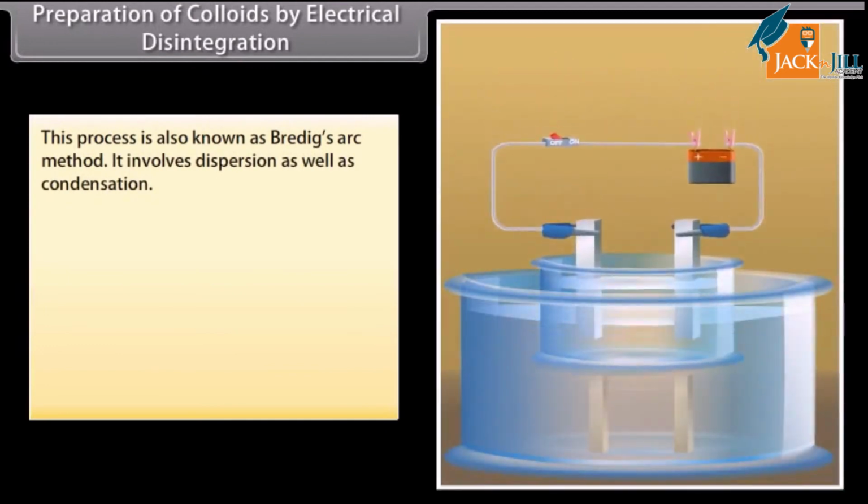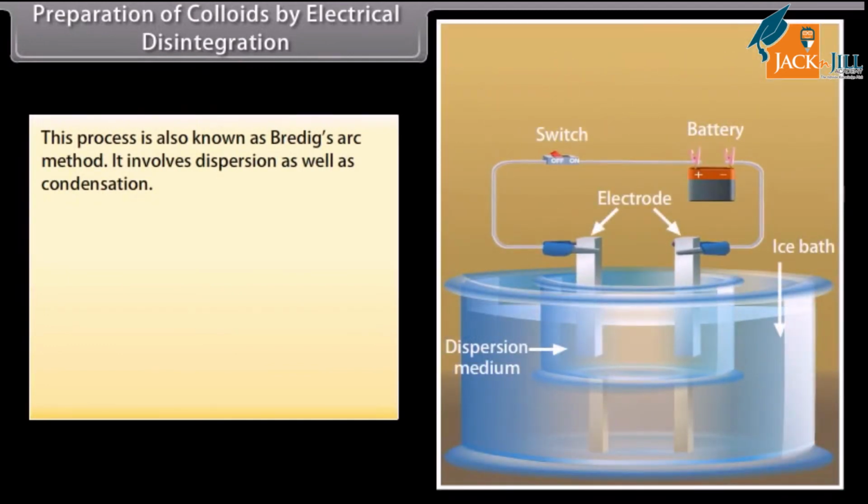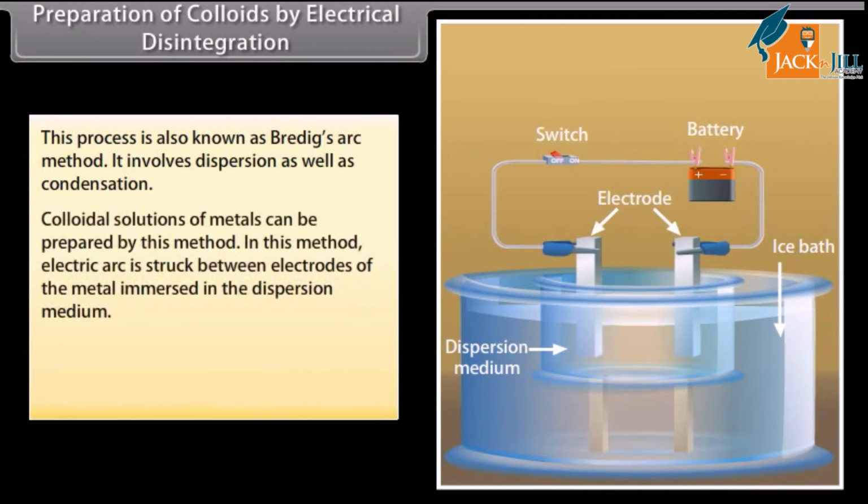Preparation of colloids by electrical disintegration. This process is also known as Bredig's arc method. It involves dispersion as well as condensation. Colloidal solutions of metals can be prepared by this method.